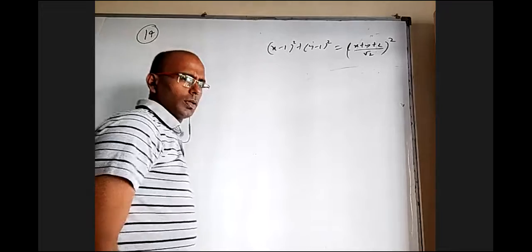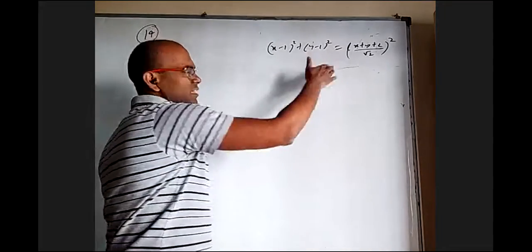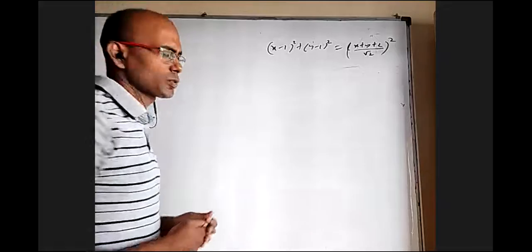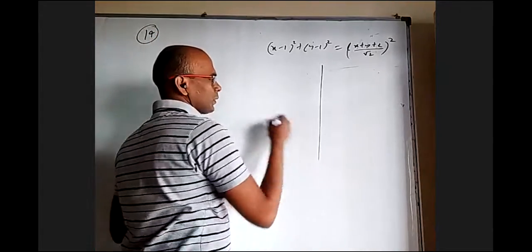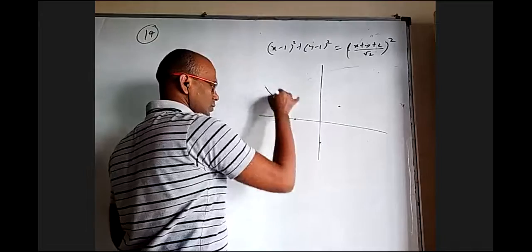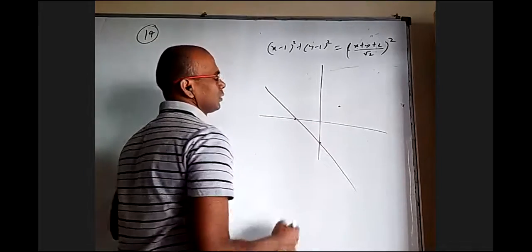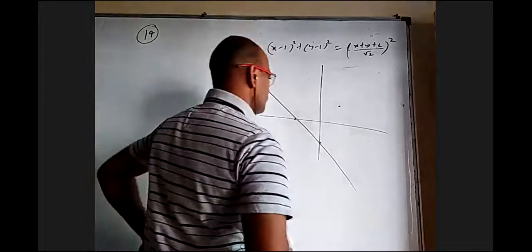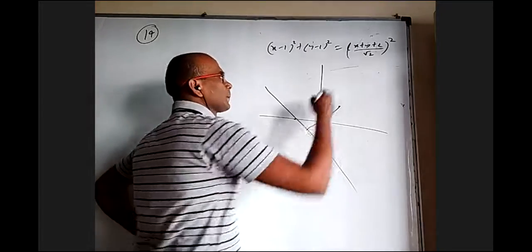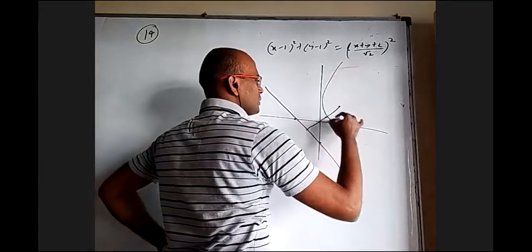Okay. So this is a parabola. It is in the form of SP equal to PM. So we know focus is 1 comma 1, directrix is x plus y plus 2 equal to 0. So focus is here and the directrix is like this. And between these two, the vertex will be somewhere here, I guess. So the parabola is like this.